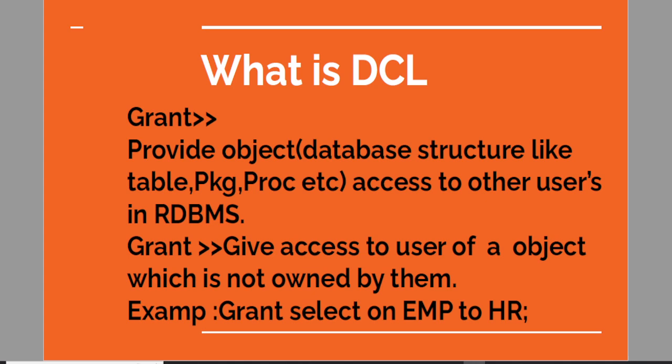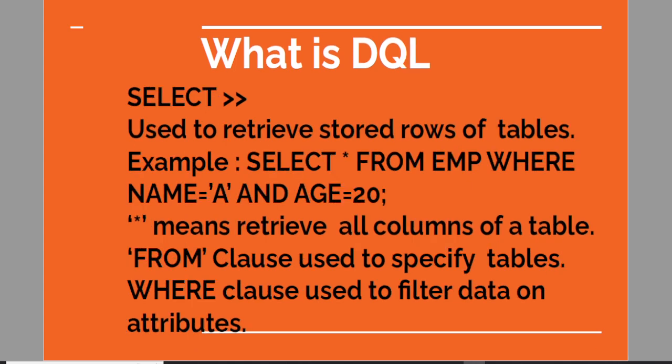There is an owner of every object in a database. If you are not the owner of the object, then you cannot give access to other users. If you are the owner of the table, package, or procedure, then you can give access to other users. So what is the syntax? The syntax is grant select on emp to HR. Here we have given grant on the emp table to HR. Let's move to the next.